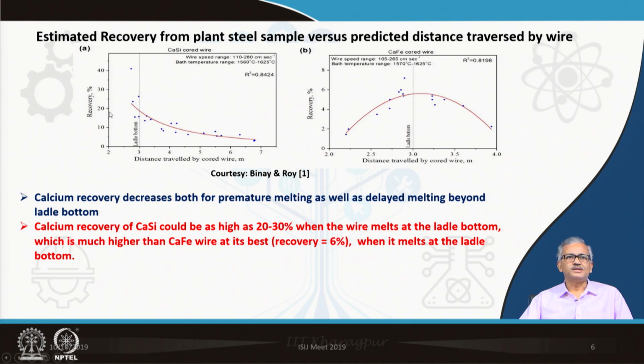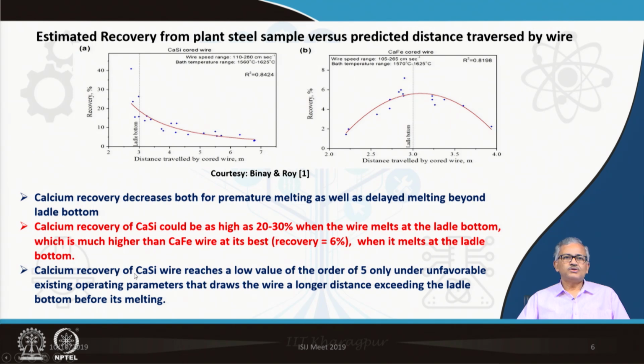So you can find here the recovery is 20 to 30% when the wire is melting just at the ladle bottom. And in the case of the CaFe, the maximum value is around 6, calcium recovery is only 6, depending on the wire. So calcium silicide has a better recovery than the CaFe. The maximum recovery at the ladle bottom is 20 to 30, in this case only 6.